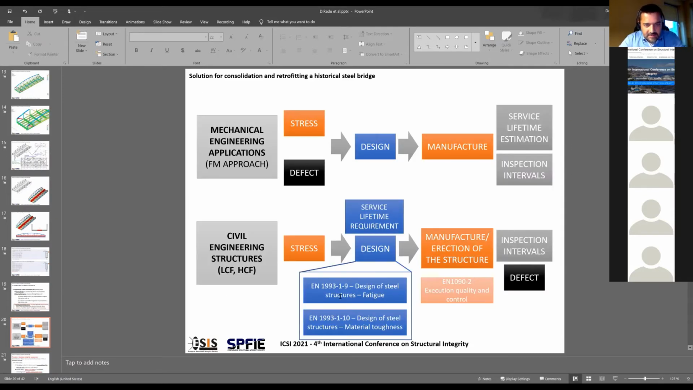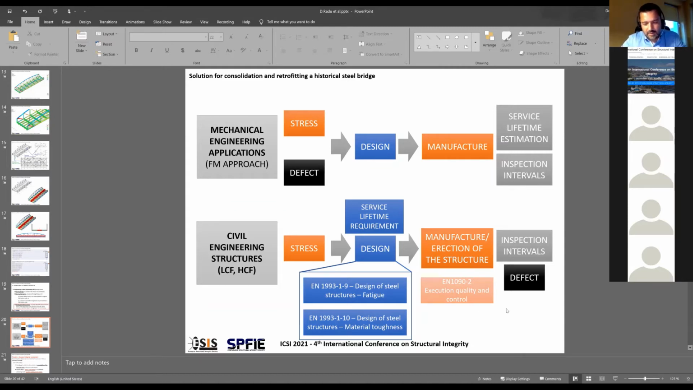This slide is presenting the different kinds of approaches in mechanical engineering and civil engineering structure applications. Considering the presence of the defect, as we know, in mechanical engineering applications the defect is presented before the design and manufacturing, considered as input data. In the civil engineering structure, unfortunately, we cannot consider these defects due to the imposed norms.